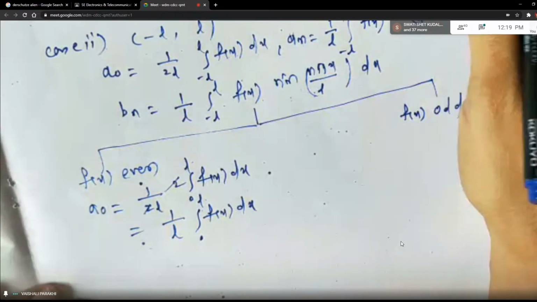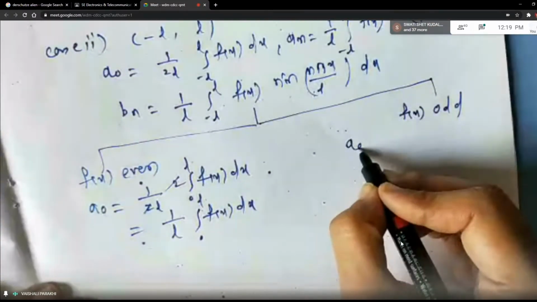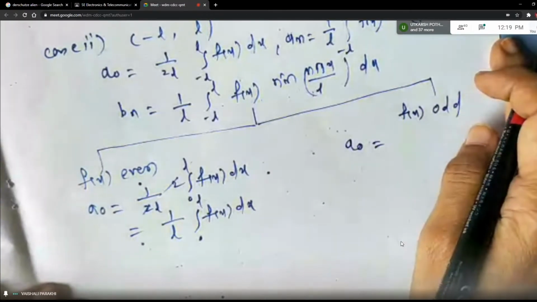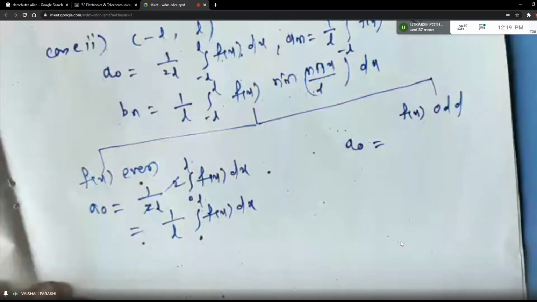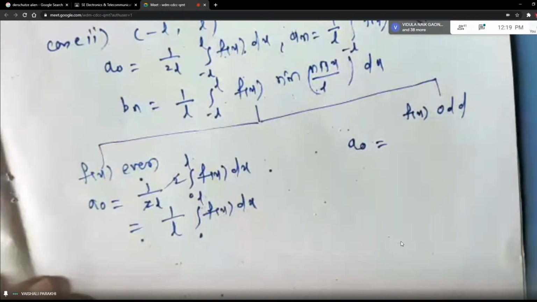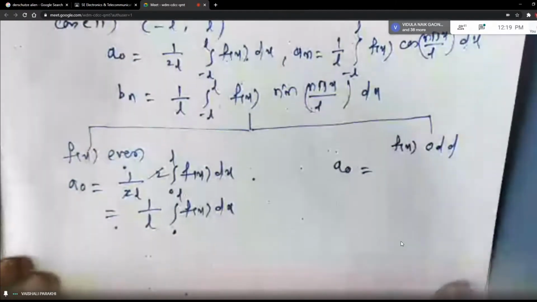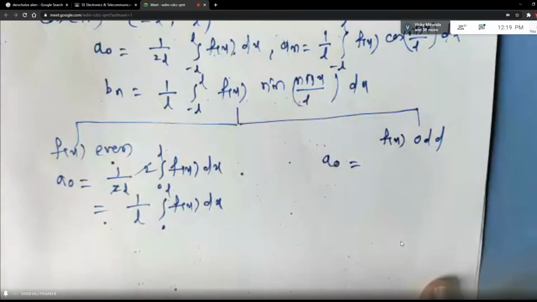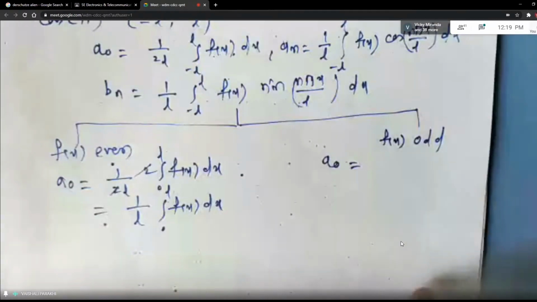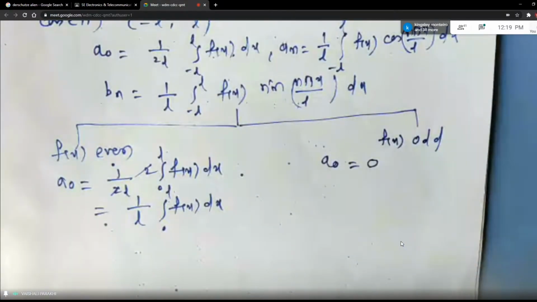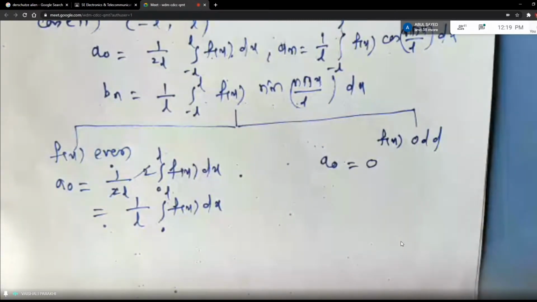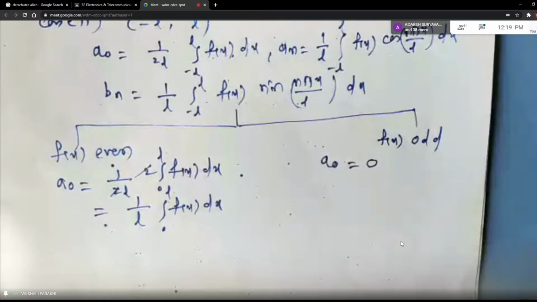Okay. Can you tell me what will happen with this A naught here when f of x is odd? When the function is odd, what will be the value of this integral? Kingsley, can you tell me? What will be A naught in this case? When f of x is odd, it is 0, very good. Because when the limits are from minus L to plus L, then the value of the integral goes to 0 because the function is odd. And these properties you can use only when the limits are the same with opposite sign.